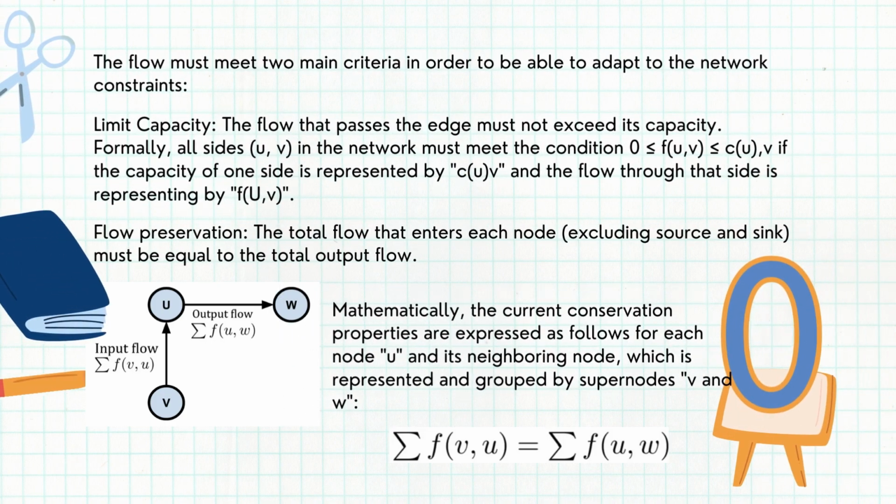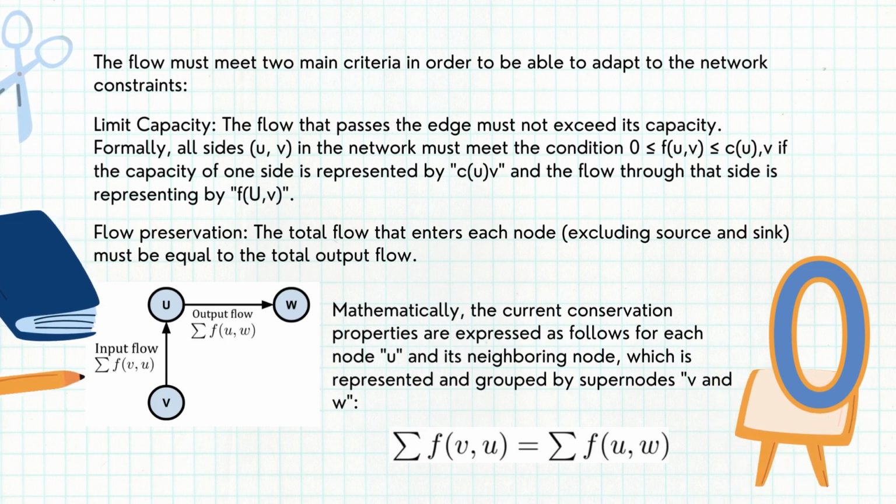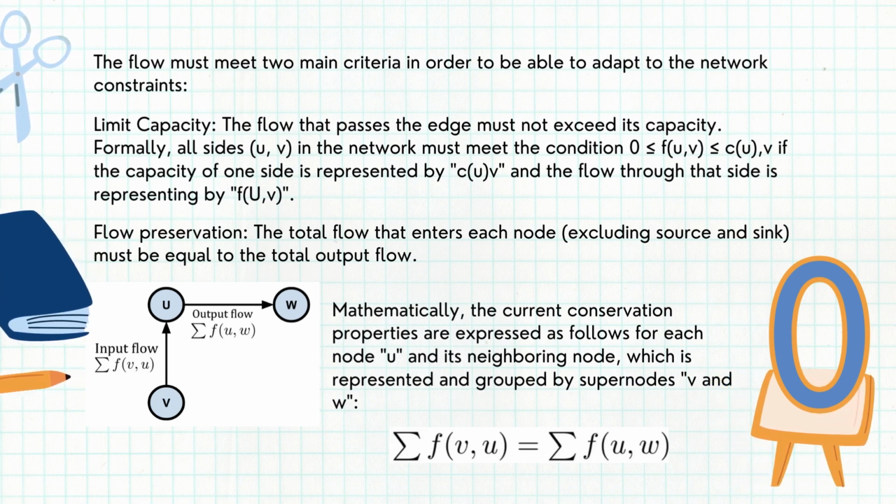The flow must meet two main criteria in order to adapt to the network constraints. Capacity limit: the flow that passes through an edge must not exceed its capacity. Flow conservation: the total flow that enters each node, excluding source and sink, must be equal to the total output flow.